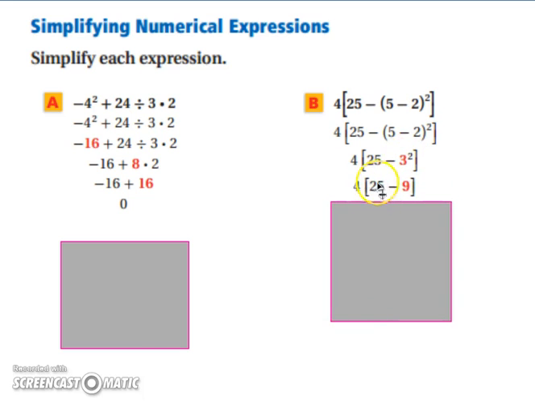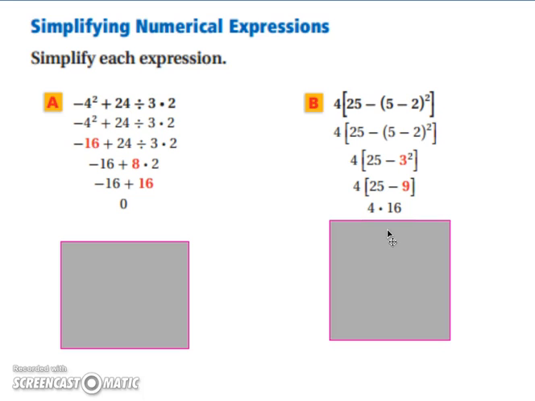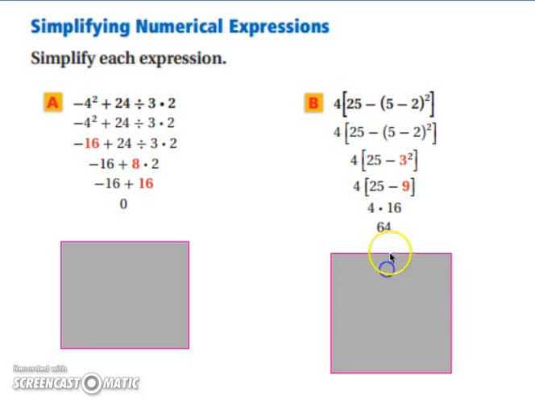So now we have 4 times the quantity 25 minus 9. And then we're still working within these parentheses. So 25 minus 9 brings us to 16. All right, so we don't have any more parentheses or grouping symbols. No exponents. Now do we have multiplication and division? Okay, we do. We have multiplication. So 4 times 16 brings us to 64.